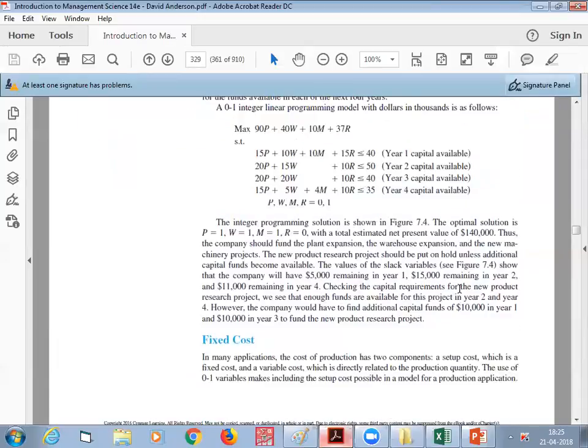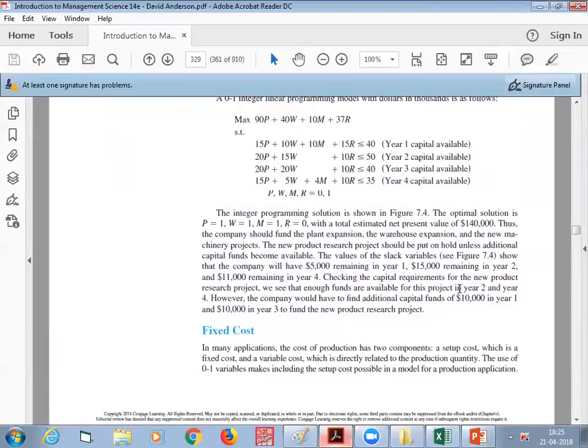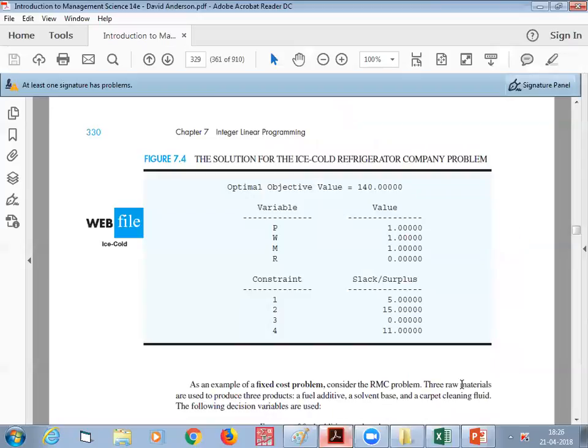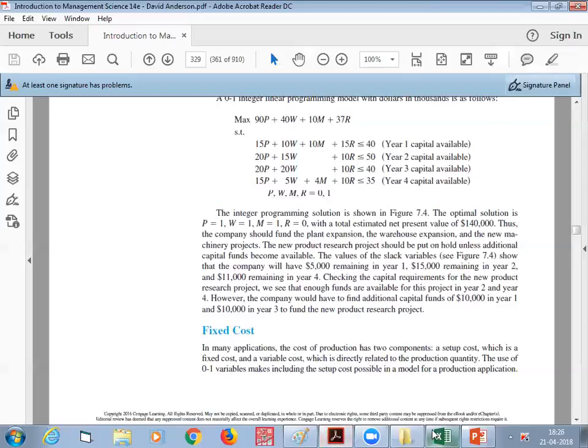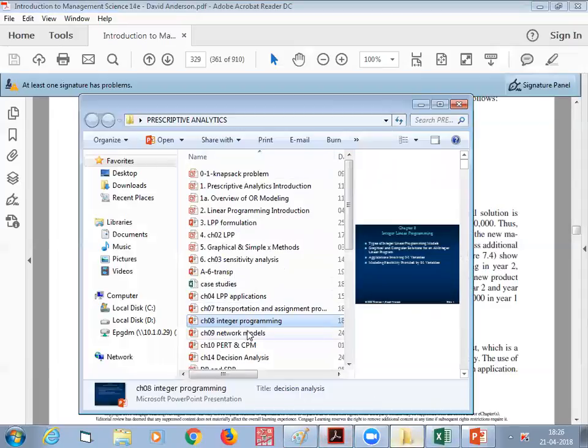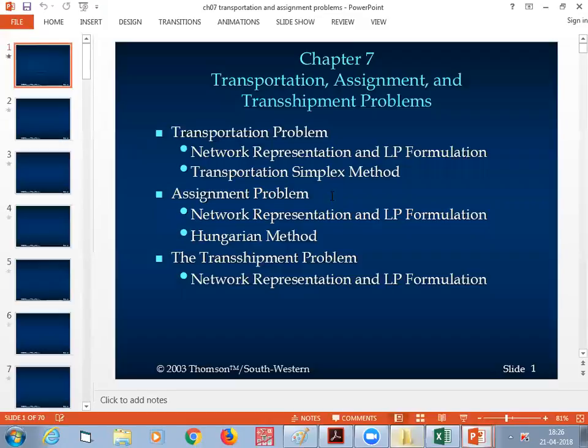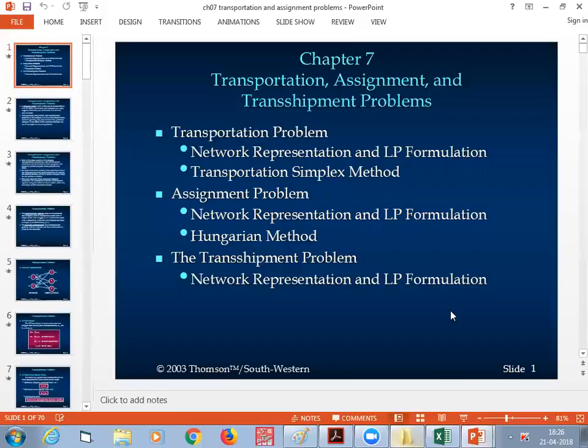Okay, now, another thing is where we have fixed costs. Now we'll get onto that one. To do the fixed cost one, I need some other things, so I'll do that first. Now let's get on to our next thing, which is transportation and assignment. Now I'm sort of jumbling between different PPTs.